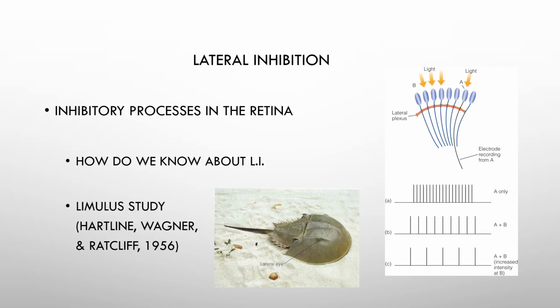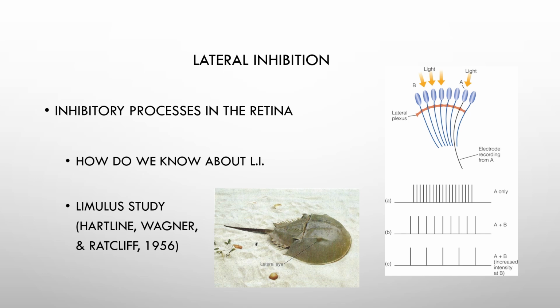How do we know about inhibitory processes in the retina? Well, Hartline and colleagues back in the 1950s were doing research on the limulus, or the horseshoe crab, and they have a much simpler visual system than we do. If you've been to the South Carolina beaches, you've seen these little guys. I'm sure there are other beaches as well, but that's where I've spent most of my beach time. Sometimes they're stuck upside down and they're dead.